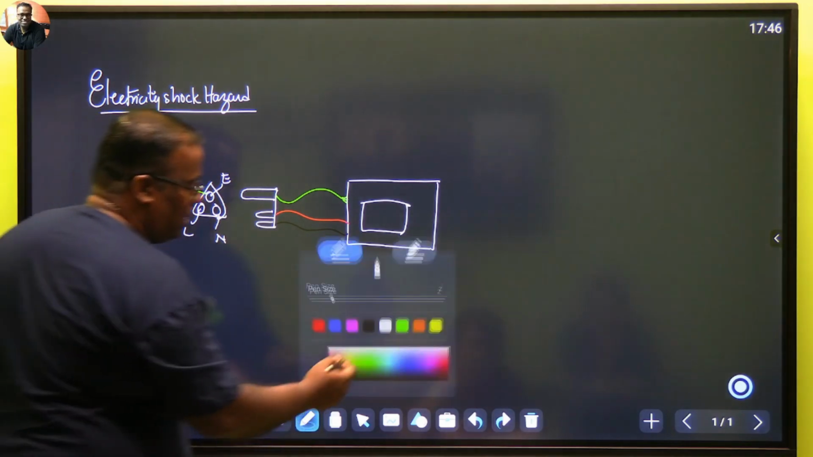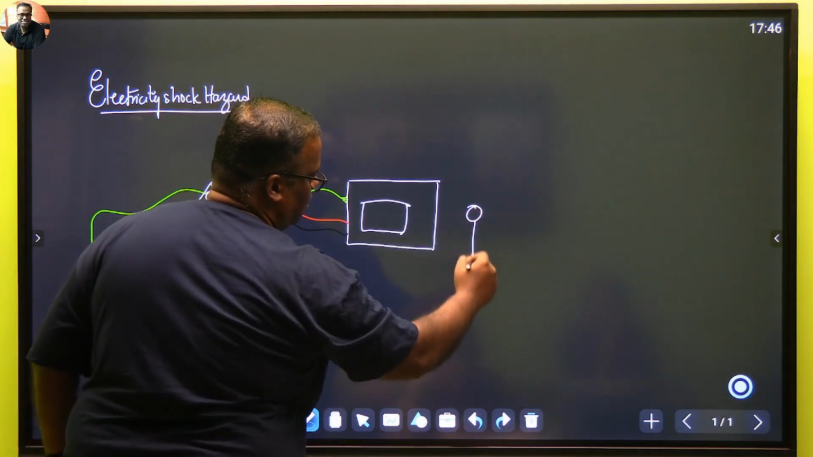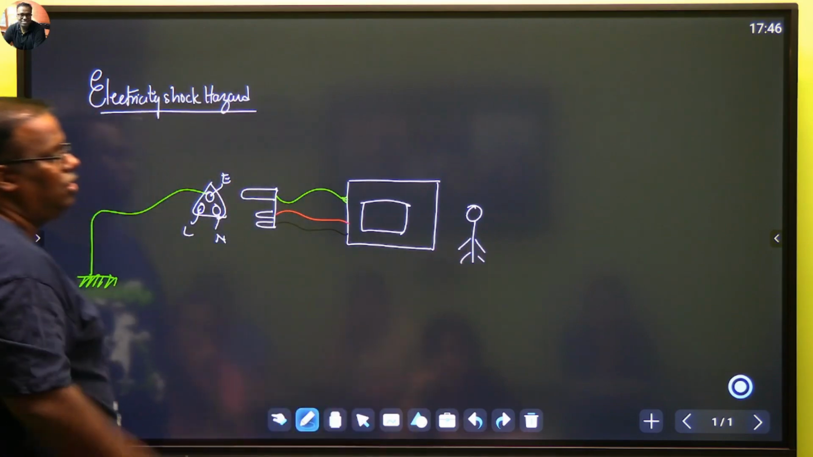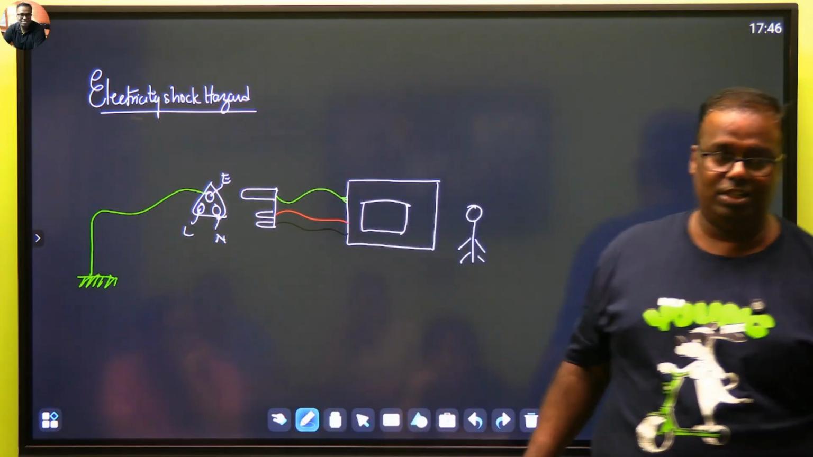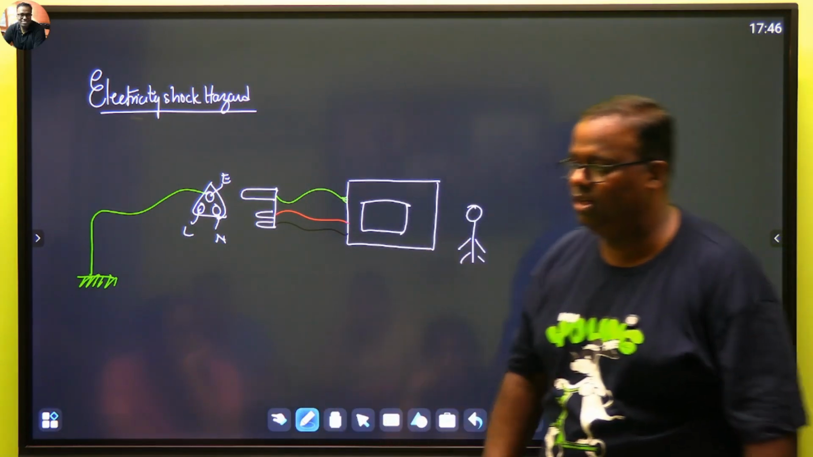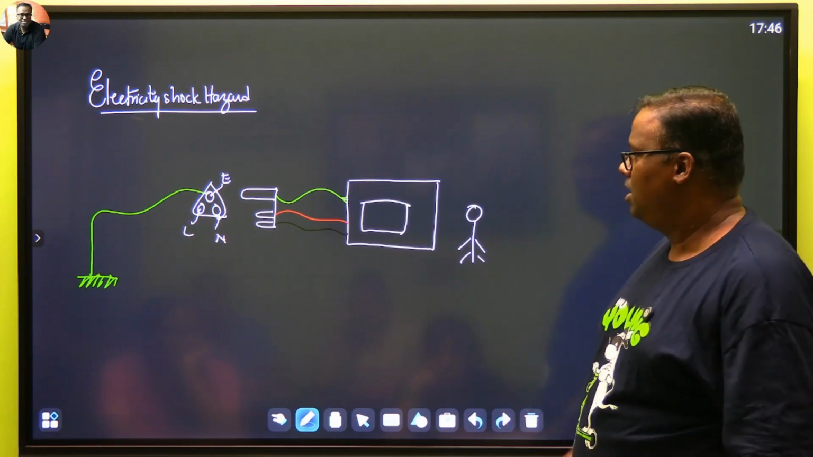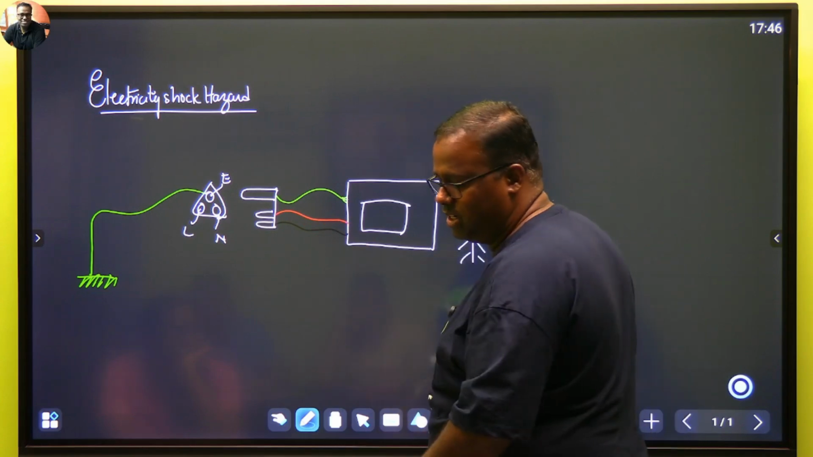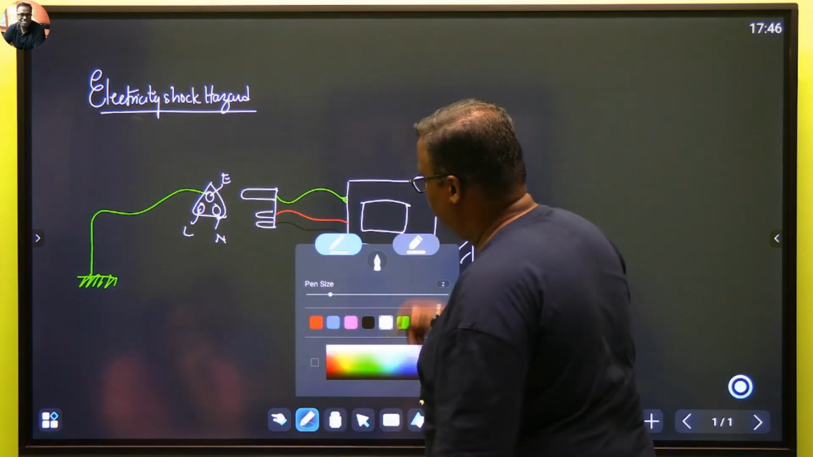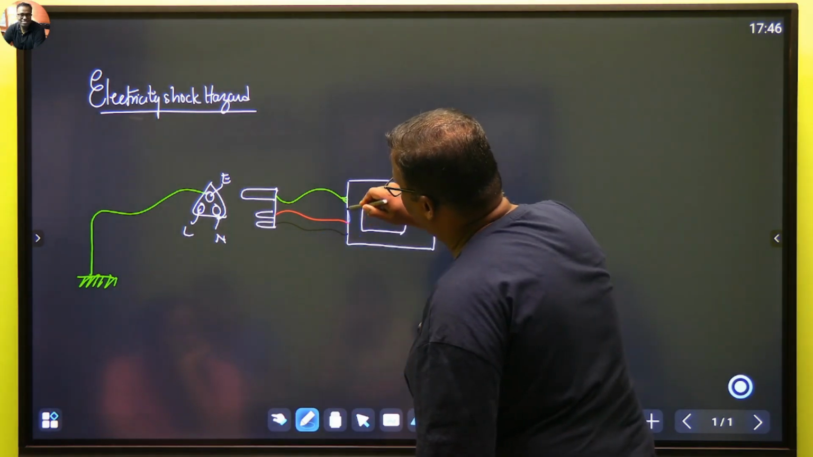Now let's say we have a user out here. The user is using, this is how it used to happen in our childhood days, this particular oven. Due to some reason, this wire has lost its insulation and the hot wire has come in contact with the body.